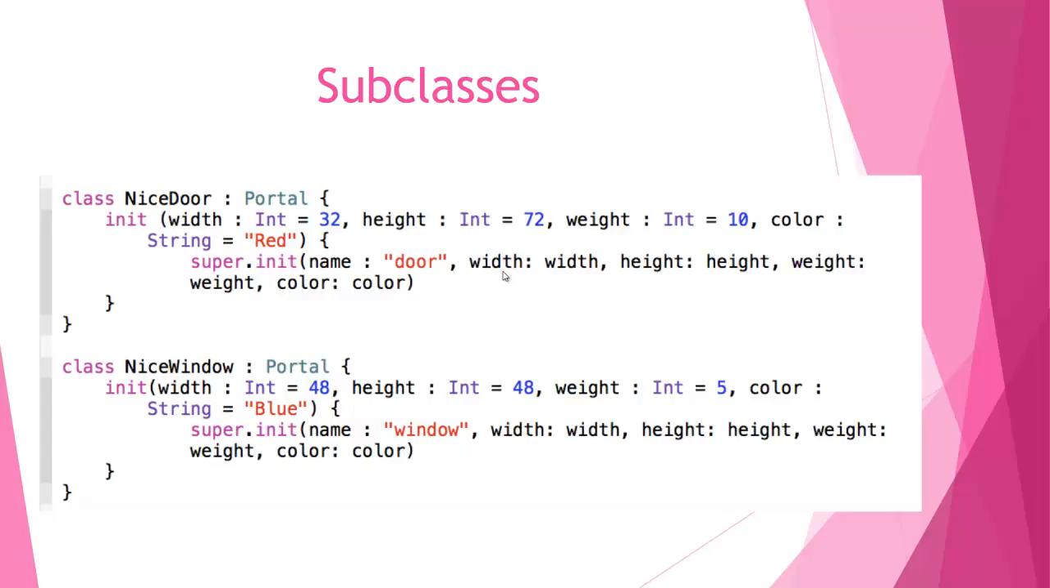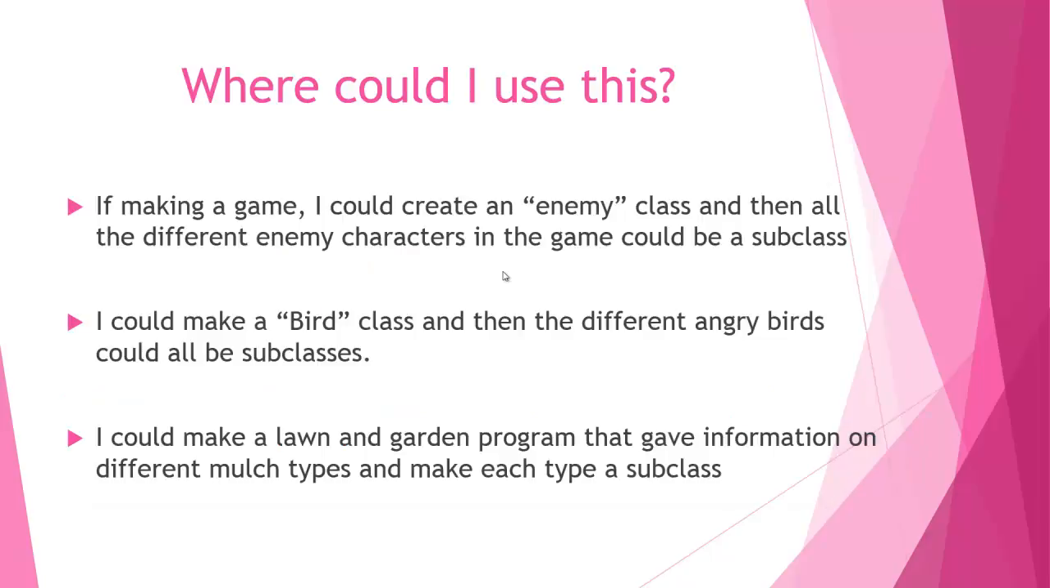Next week when we do our tip calculator, you guys are going to make a class inside there to hold your variables, and you'll kind of see how some of this stuff works out. So where could I use this? If I'm making a game, I could create an enemy class, and then all the different enemy characters in the game could be a subclass. So like I might make a class that has, hey, here's the hit points, and here's the basic attack, and here's this, and here's that, and then I could have an enemy that adds one special thing or something like that.